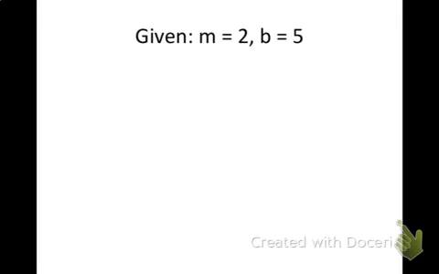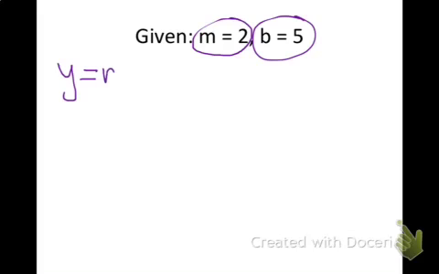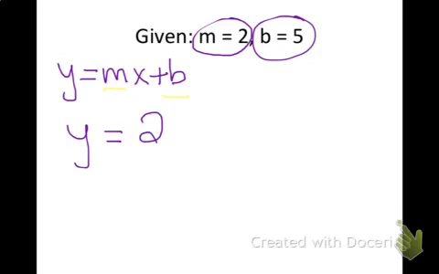Alright, so here we're given the slope, which is 2, and we're given the y-intercept, which is 5. Since we're given this information, we can put it in slope-intercept form, which is y is equal to mx plus b. So all we have to do is plug in our m and our b, the y-intercept. So we'll get y is equal to 2, because that's our slope, x plus 5. And we're done.